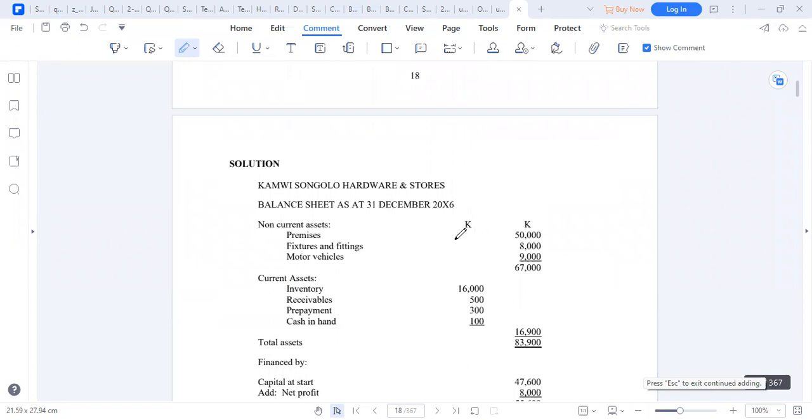So the fixed assets, we have the premises, the fittings and fixtures, we total them up. These are our total what? Our total fixed assets. Then we go to the current assets. We had cash at hand, prepayment, receivables, and inventory. When we total them up, we get the total assets.